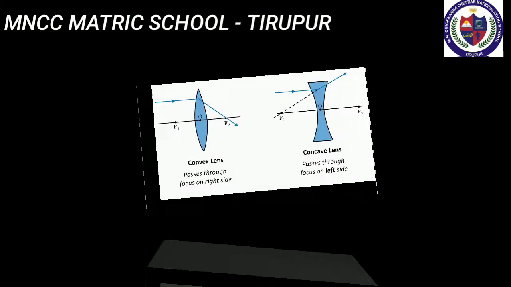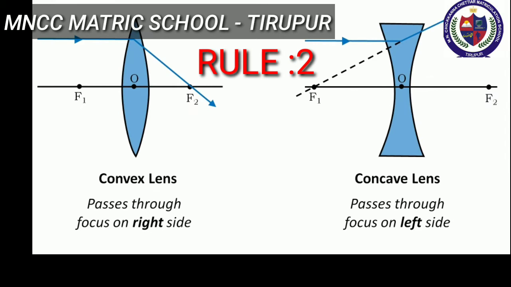Next, we move to rule number 2. When rays parallel to the principal axis strike a convex or concave lens, the refracted rays converge to the principal focus in a convex lens or appear to diverge from the principal focus in a concave lens.